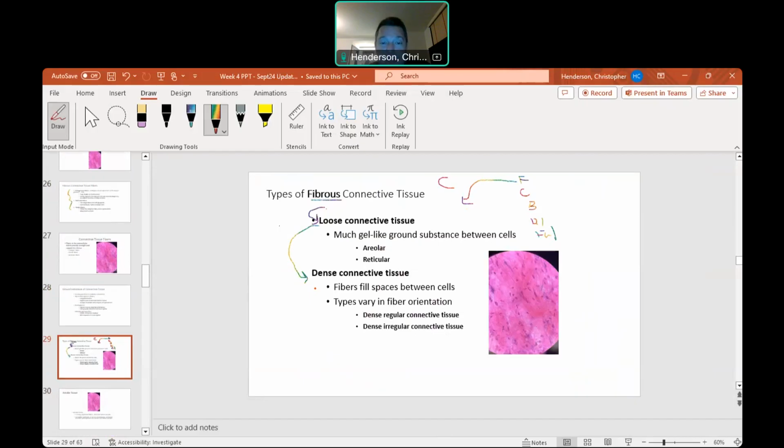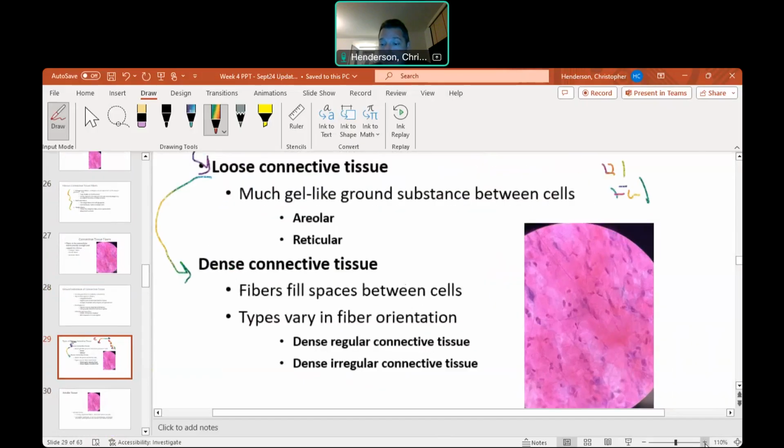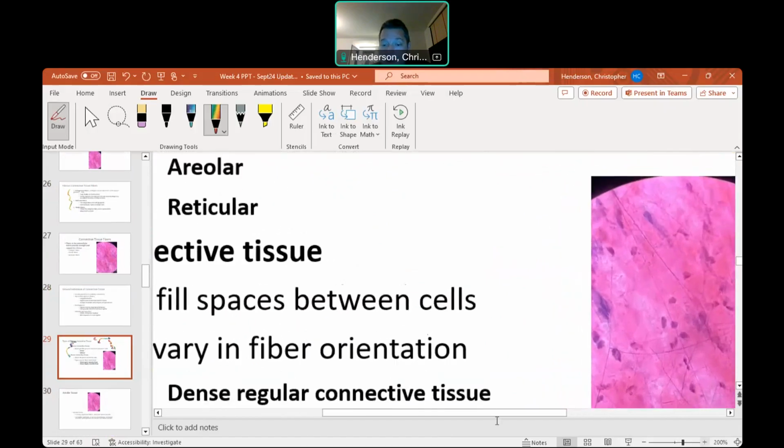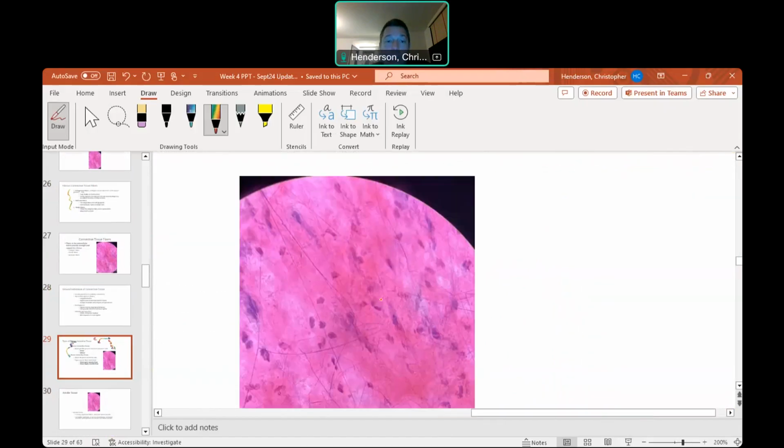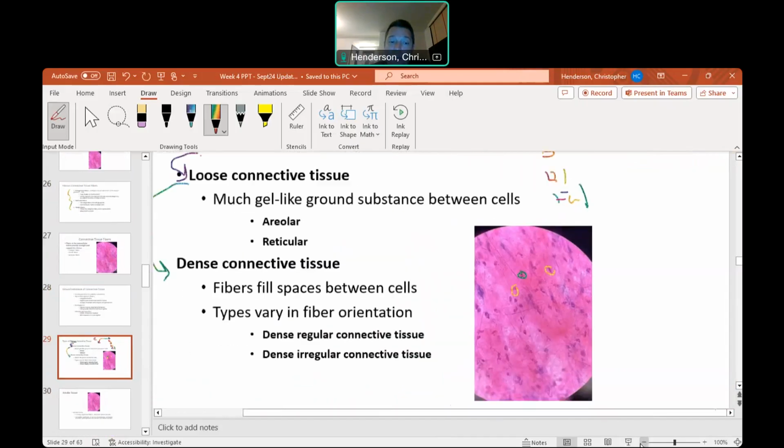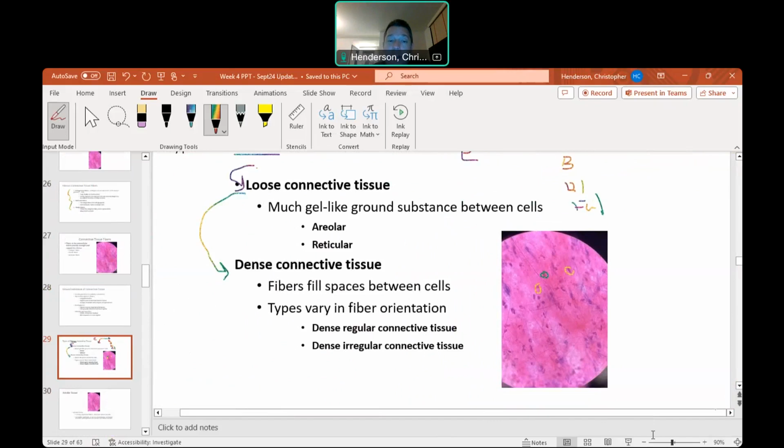So what does this mean? Well, if you look at this picture here and these cells, do they look smushed together or do they look spread apart? You would say, well, they're definitely spread apart. So if they are spread apart, what would you call that? Would you call that loose or dense? Well, they're spread apart, so they're loose. Now you have two types of loose connective tissue. You have areolar and you have reticular. Areolar is this pink one that you're looking at.